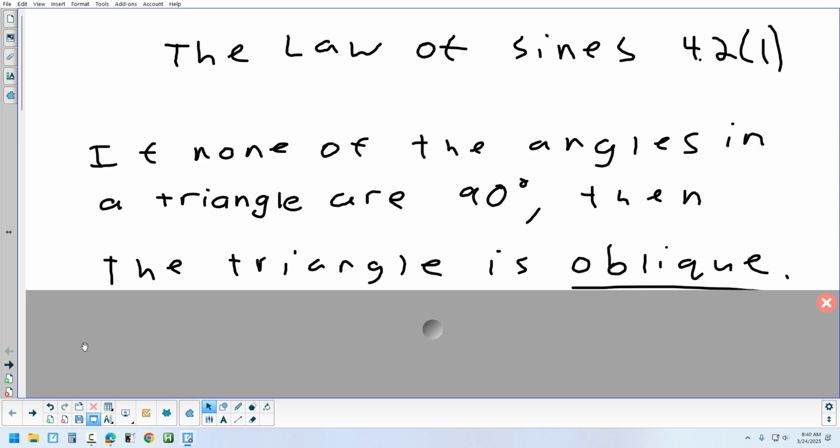SOH CAH TOA. If you don't have a 90-degree angle, then you do not have a hypotenuse. No hypotenuse means no Pythagorean theorem. Can't use that. Okay. Also, if there's no hypotenuse, then there's no opposite over hypotenuse, adjacent over hypotenuse, none of that either. So we're going to look at what we can use in place of that.